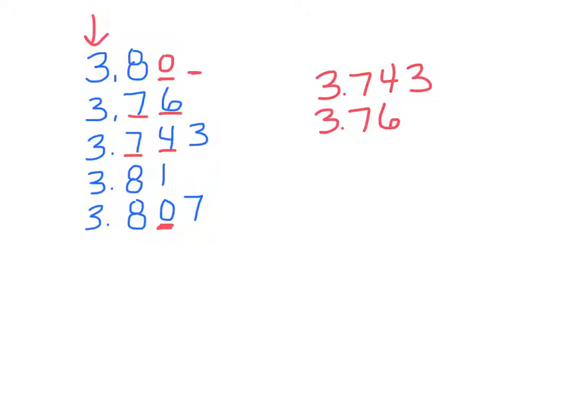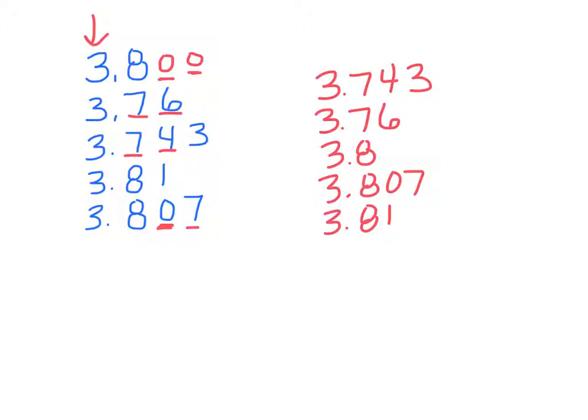There's not a number in the thousandths place. I can put in an understood 0. This one has a 7. So that means that the 3.8 number is the next smallest. After that, I would have 3.807, followed by the largest number in the group, 3.81.